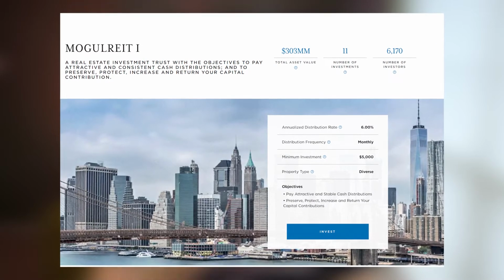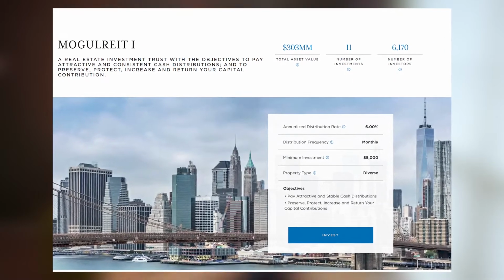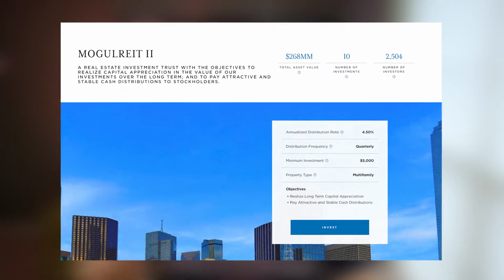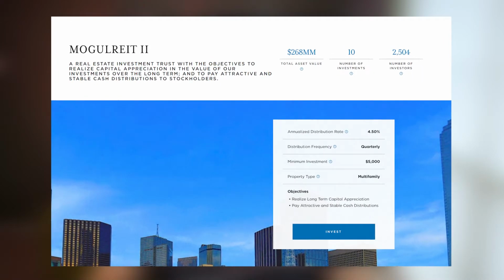RealtyMogul's fee structure is more complicated. Each asset class has its own fees, and each specific investment within those asset classes has more specific fees. Sounds a little bit complicated, but just stay with me, I will explain, it's very easy. Here are some of the typical fees that come with RealtyMogul's offerings. For instance, private placement differs by investment, but it's typically 1%. MogulREITs I is just 1% of the total equity value. MogulREITs II is 1.25% of the total value.